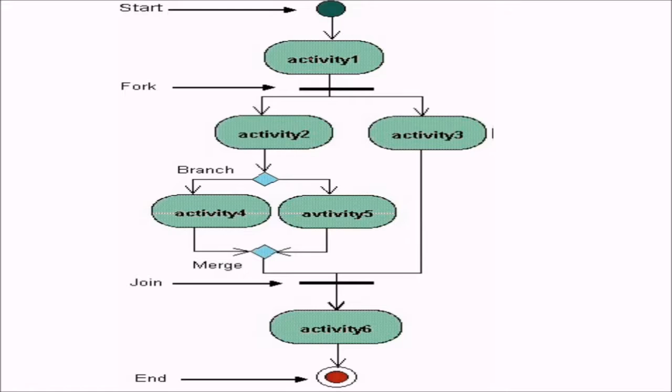This is what we are talking about. This is the start, this is activity 1. Now this is the fork, meaning it gives rise to activity 2 and activity 3, and this is the branching. Okay, the branching is shown by the diamond. This goes to activity 4, activity 5, then we need to merge them, and then join, and finally activity 6 with an end. Please observe this start and end symbols.